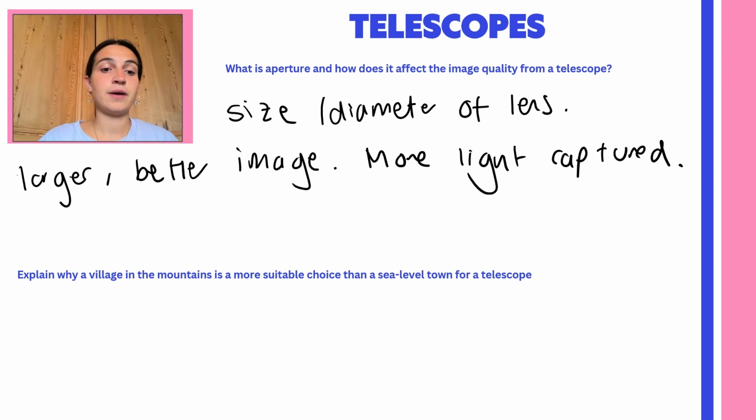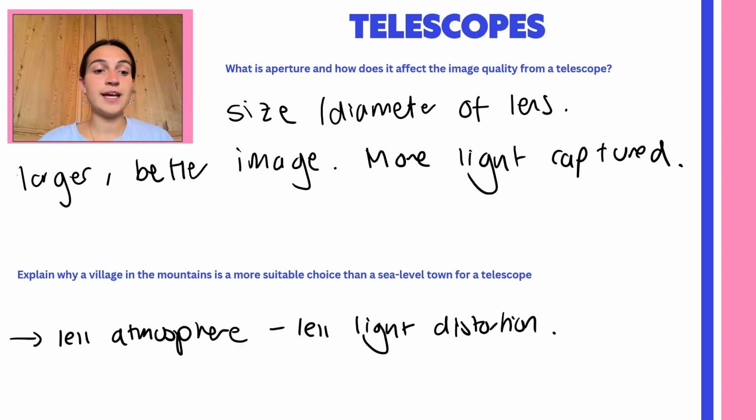Explain why a village in the mountains is a more suitable choice than a sea-level town for a telescope. Okay. Two things going on here. First thing is to do with altitude. If we're in the mountains, there's less atmosphere above us, so you will get less light from your object being distorted by the atmosphere, so that will help to create a clearer image.